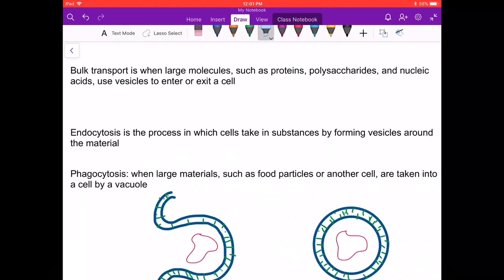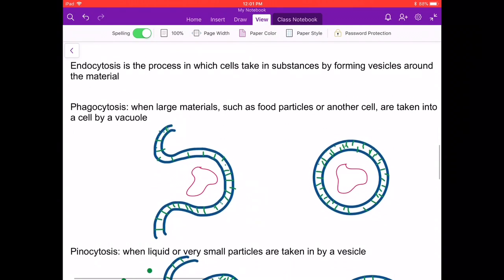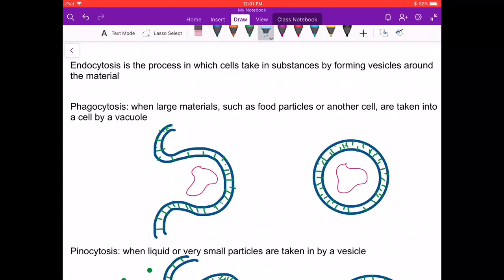Another type of active transport is bulk transport. Bulk transport occurs when large molecules, such as proteins, polysaccharides, and other nucleic acids, use vesicles to enter or exit a cell. Bulk transport can be further divided into two categories, endocytosis and exocytosis.